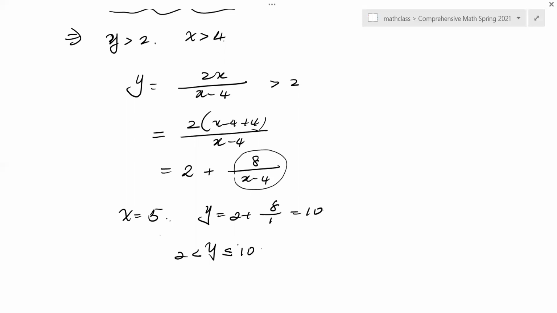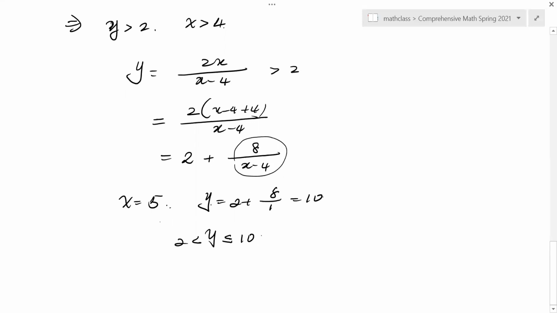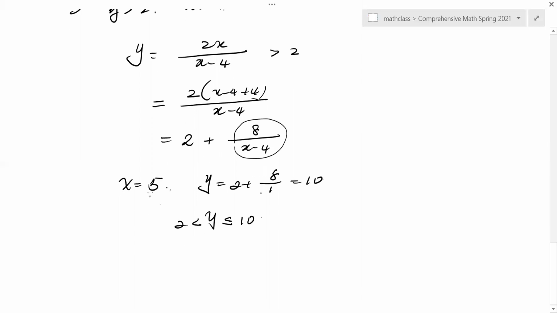Then you immediately solve the problem. You know what? The largest possible value for y is 10, when x starts from 5. When x increases, y decreases. Okay, so that's the first one.